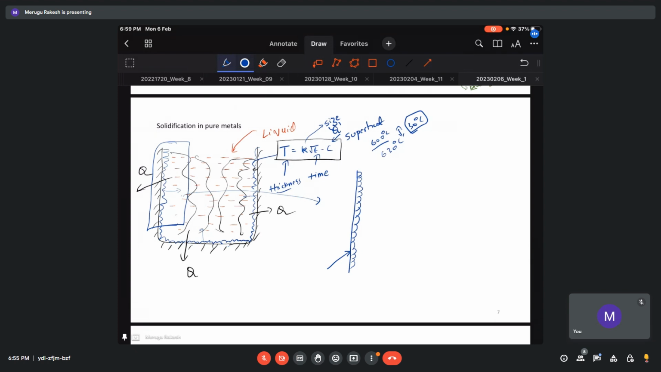Okay, let's go back to the question. So what type of nucleation is it? Someone is saying homogeneous. Anyone with heterogeneous?